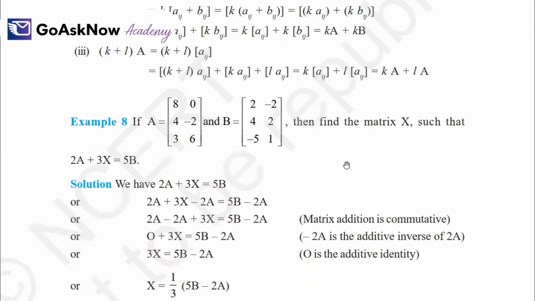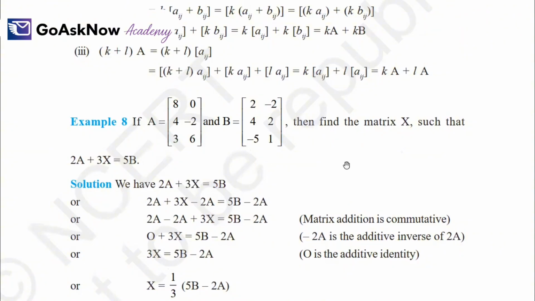You have example 8 here. If capital A is the matrix with rows 8, 0, 4, minus 2, 3, 6, and B is the matrix with rows 2, minus 2, 4, 2, minus 5, 1, then find the matrix X such that 2A plus 3X is equal to 5B. You have two matrices A and B, and we have to find a matrix X such that 2A plus 3X is equal to 5B. So just write it as 2A plus 3X is equal to 5B.